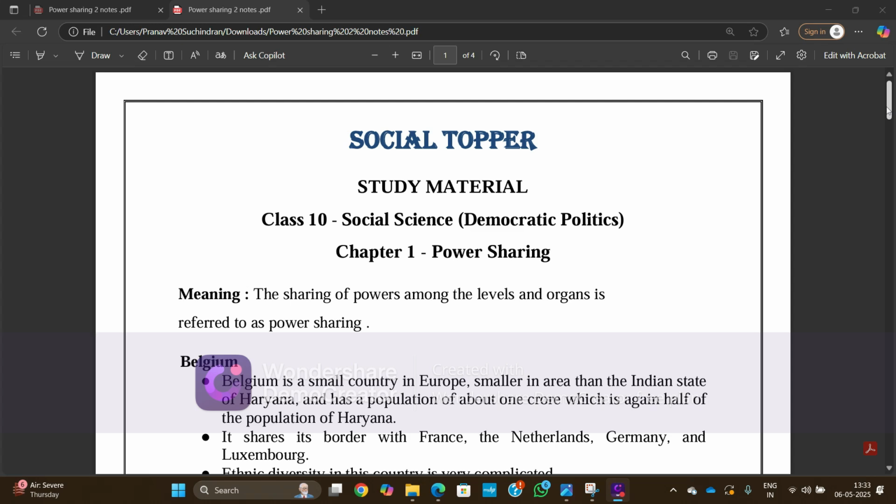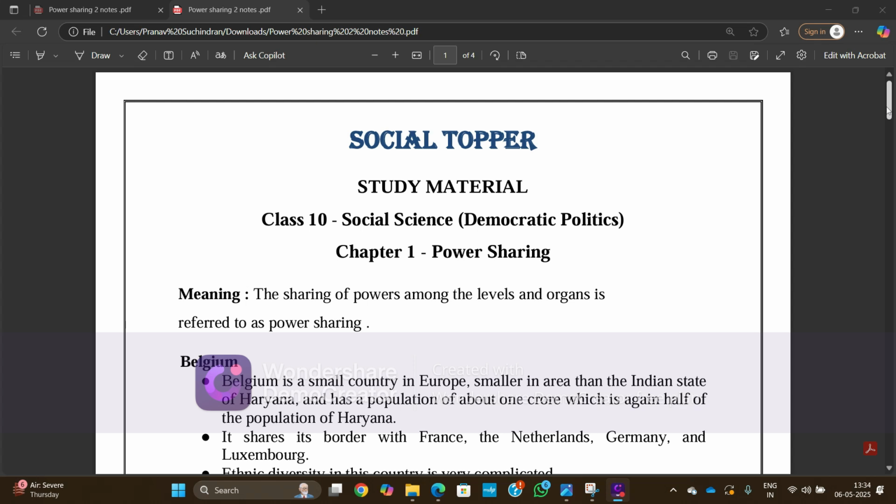Today, myself Pranav Suchindran will be teaching you the first chapter in Class 10 Social Science Democratic Politics, that is power sharing. Power sharing is one of the easiest chapters in Class 10 Social. So let's get started. First, let us understand the meaning of the word power sharing. The sharing of powers among the levels and organs is referred to as power sharing.